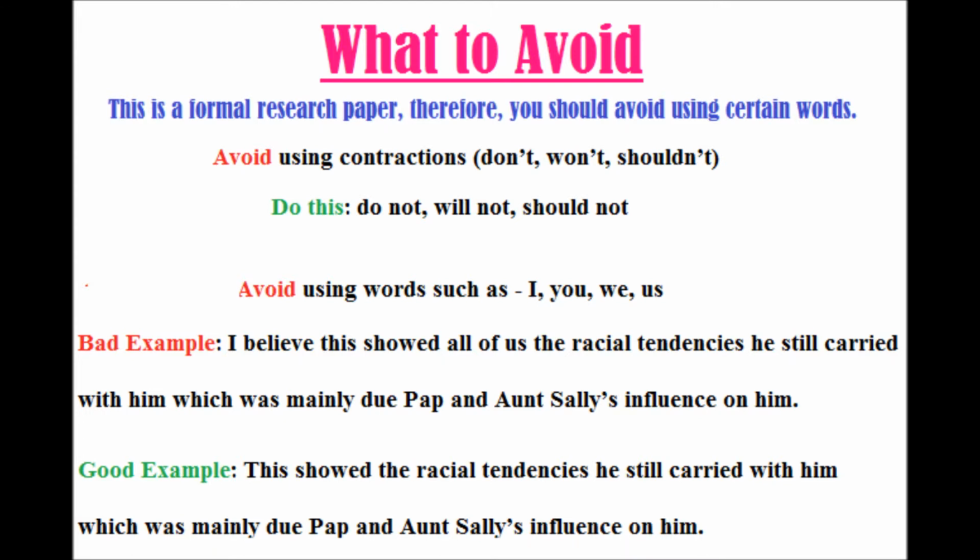And what you do, when writing out a sentence, if you tend to use the words I believe, I think, I know for a fact, simply get rid of it, and there you will have your full sentence right out in front of you. A good example would be this. This showed the racial tendencies he still carried with him, which was mainly due to Pap and Aunt Sally's influence on him.